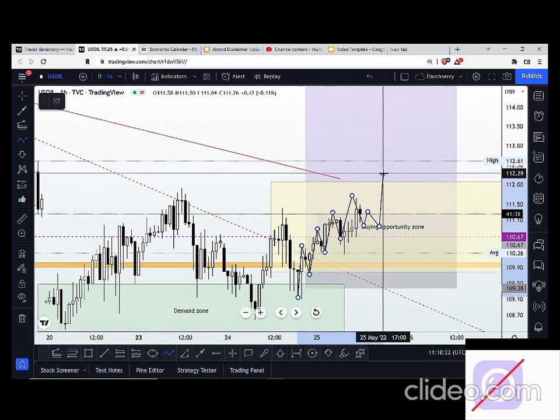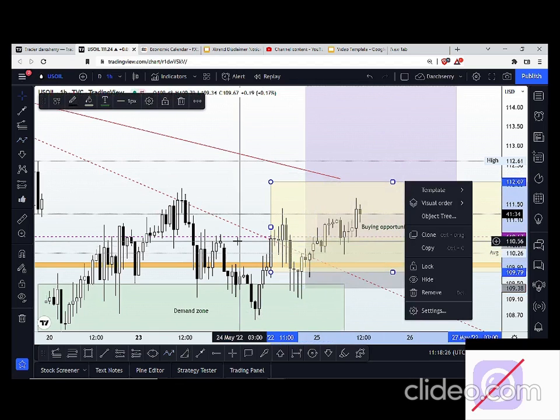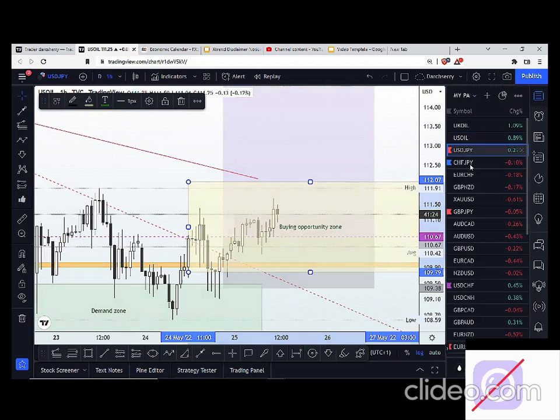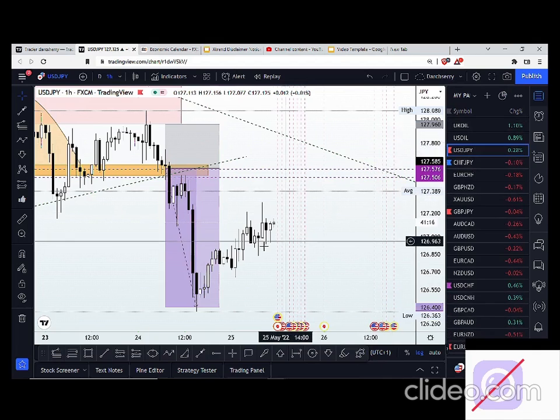Okay, so let's move on. So UCoil is playing accordingly. So far we are good on the market for this week. And then let's move on to USD JPY. Sorry, let's move on to USD JPY.